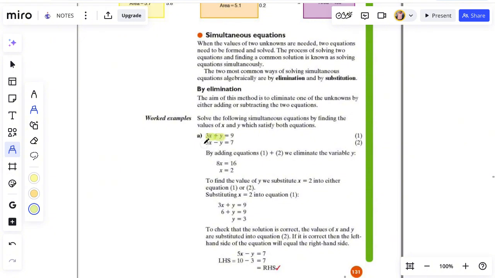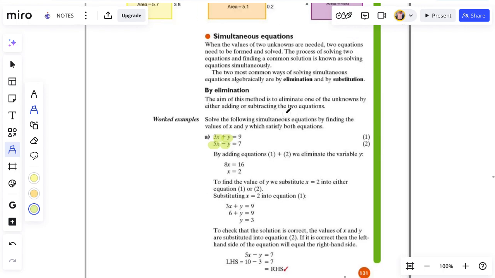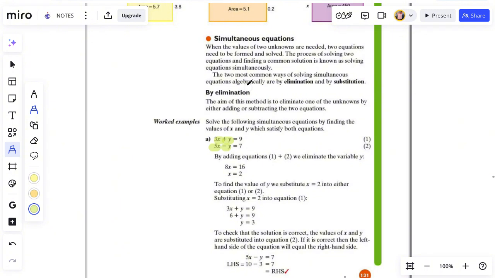Because of that, we have to find a way to solve two unknowns. It's not easy to solve it the way we did just now. We cannot solve it that way. So let's take a look at the methods with which we can solve simultaneous equations, which are equations that involve two unknowns.